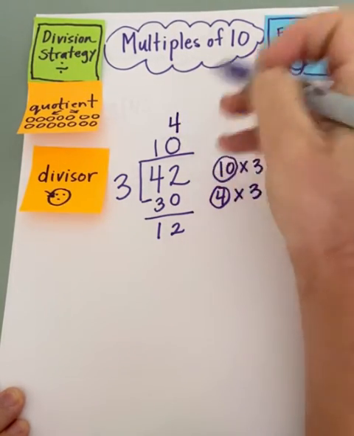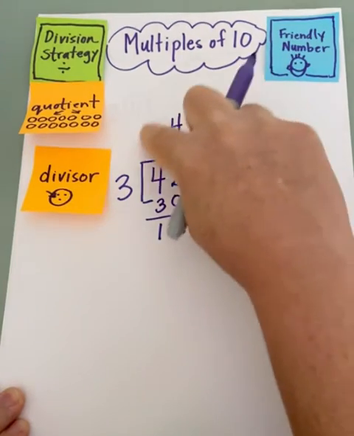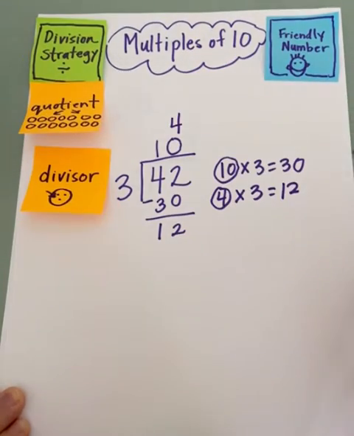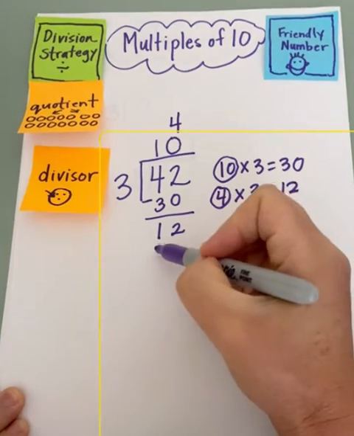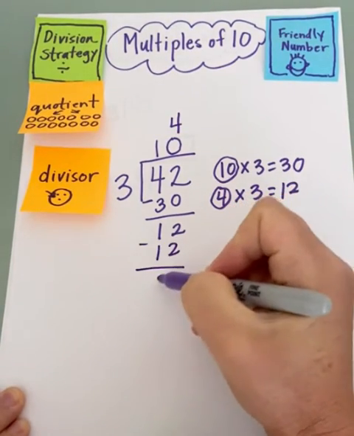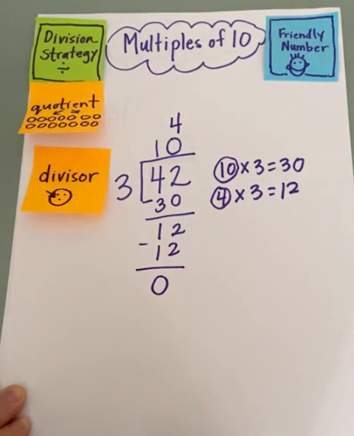And do you notice that I'm keeping that in the ones place? I want to keep my place value. I don't want to put it over here. And now I'm going to take 12 and subtract it from the total to get 0. There are no remainders or leftovers.